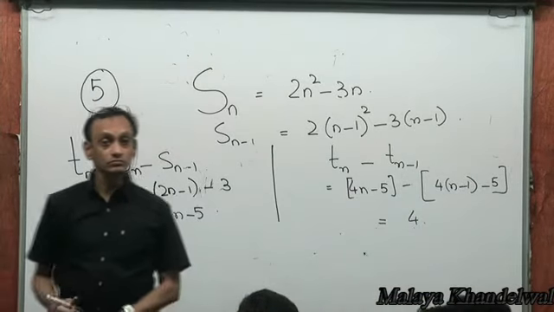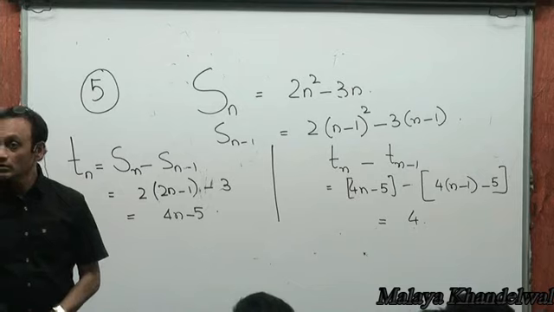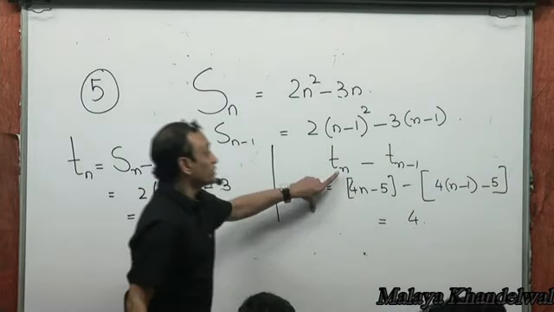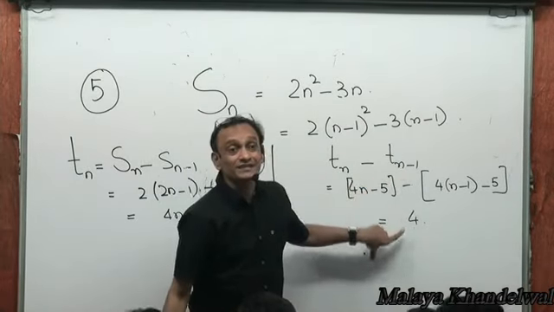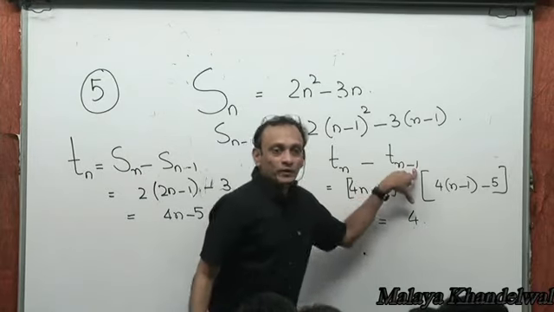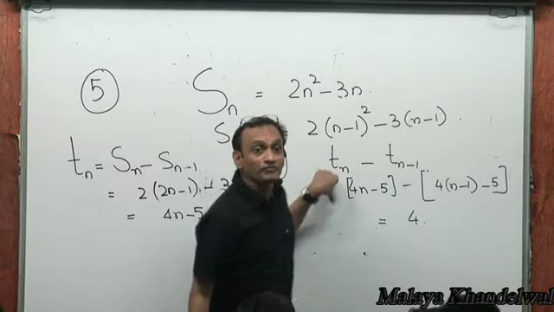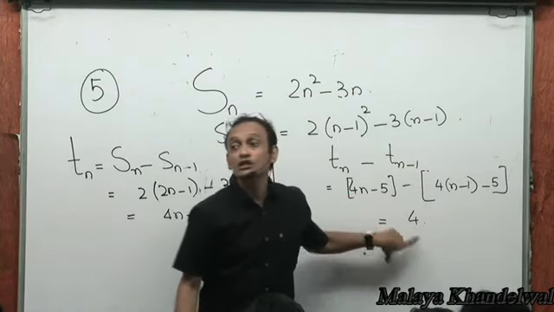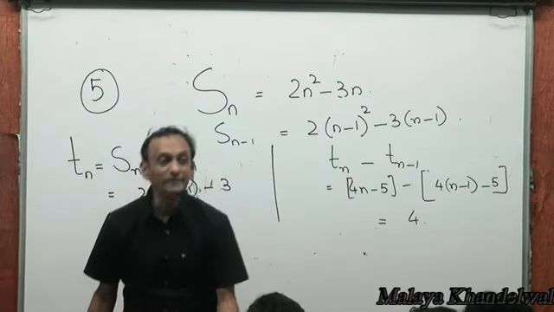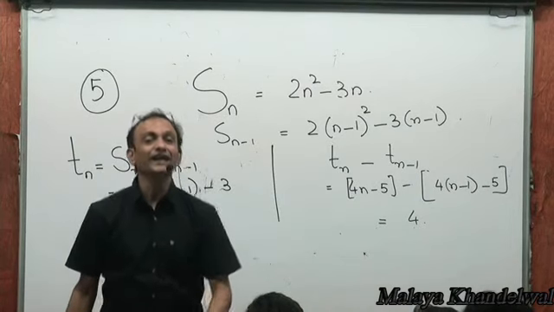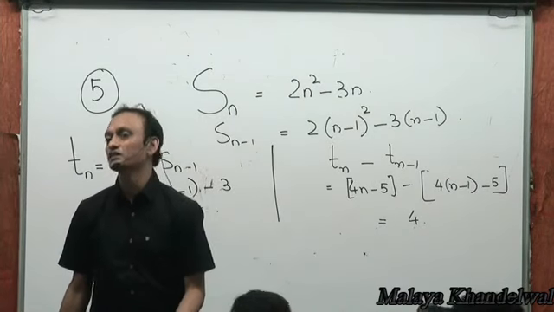Yes or no? That makes it 4. Which means what? The difference between two successive terms is the same for all n. Whether you take third term minus second term, or fourth term minus third term, or fifth term minus fourth term, the difference prevails. And therefore, the nature of the sequence must be an AP. It must be an arithmetic progression.